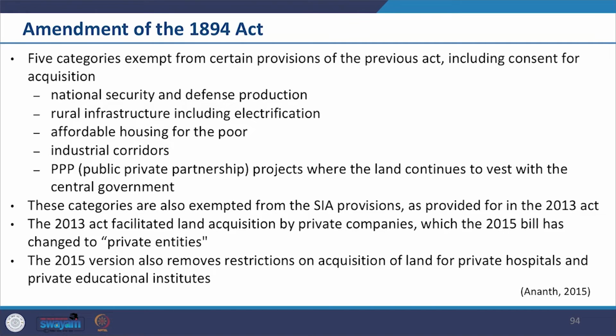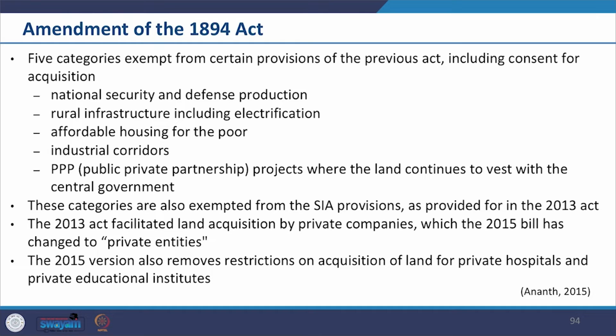They are national security and defense production, rural infrastructure including electrification, affordable housing for the poor, industrial corridors, and projects under public-private partnership, where the land continues to vest with the central government. These categories are also exempted from the SIA, Social Impact Assessment provision, as provided for in the 2013 Act. The 2013 Act facilitated land acquisition by private companies, which the 2015 bill has changed to private entities.